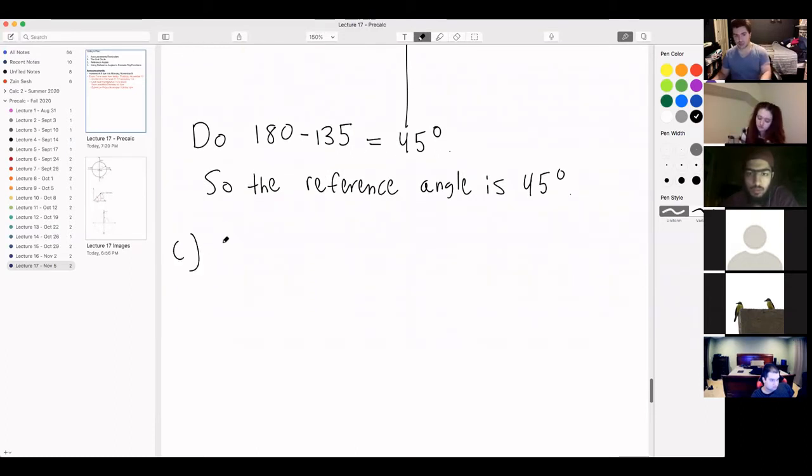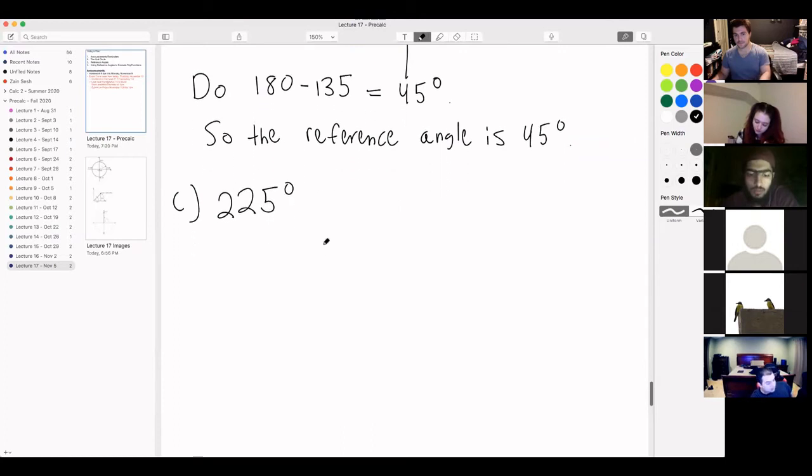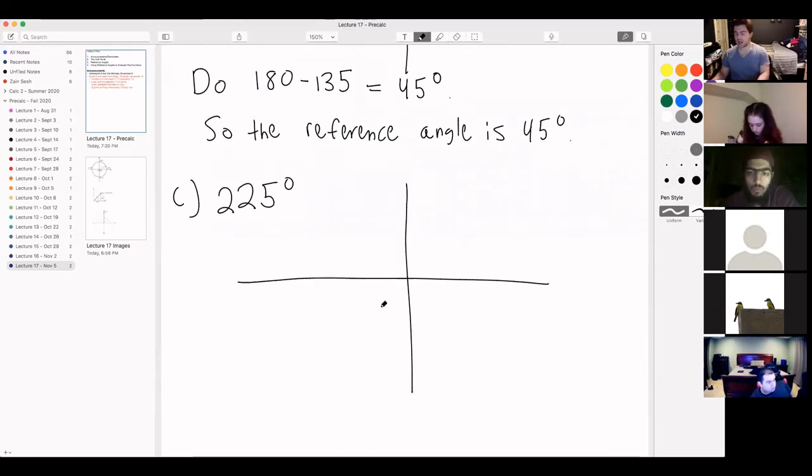The next one will be 225. Good. So I draw my XY axis. I'm going to draw the angle in standard position. So if this is 180 and this is 270, that means that 225 ought to be in the third quadrant. So it's going to look like this. Wow, that was a bad one. Okay, there we go. So something like that. So that will be 225.